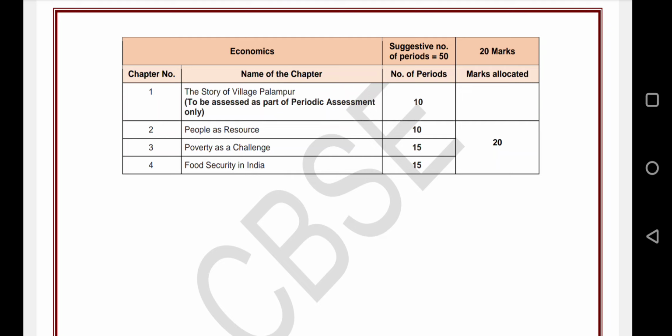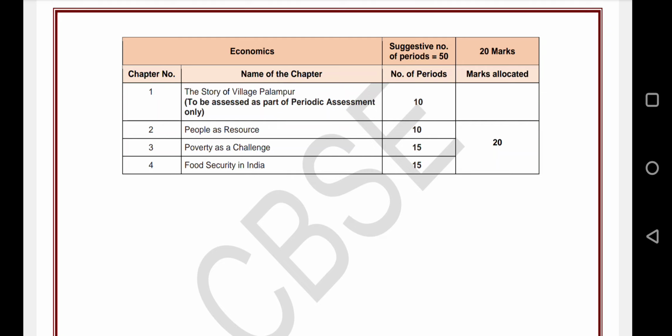And people as a resource, you have learned that human resource chapter in 8th class, so you will be able to relate and you will learn it easily. One chapter which is very interesting is the story of Palampur, village Palampur. This type of concept we had in 6th class, where we used to have certain stories from the village, and we used to learn things from that only. So this is going to be interesting.